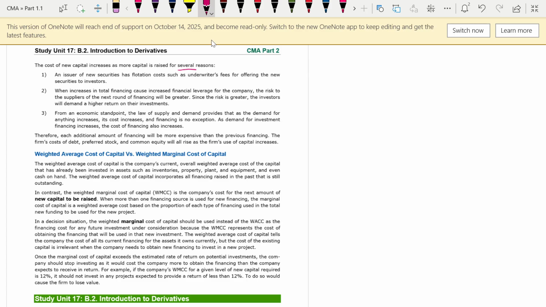An issuer of new securities has flotation cost, such as underwriters' fees for offering new security. What will they do? They will charge the flotation cost, such as underwriters' fees. Underwriter, what is the concept of underwriters? Tell me.